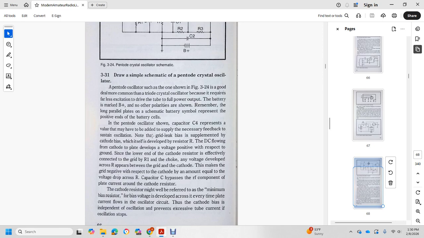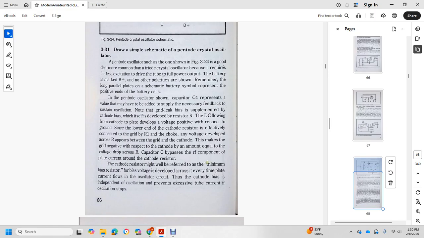Since the lower end of the cathode resistor is effectively connected with the grid, the voltage developed across the resistor appears in the grid circuit and makes the grid negative with respect to the cathode by an amount equal to the voltage drop across the resistor. Capacitor C bypasses the radio frequency component of the plate current around the cathode resistor.